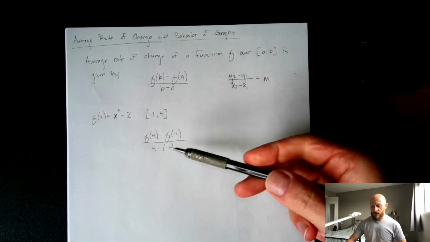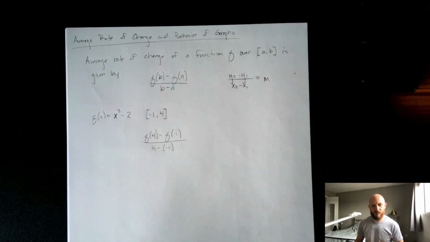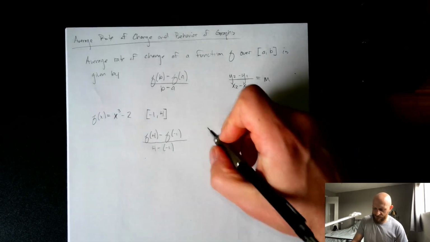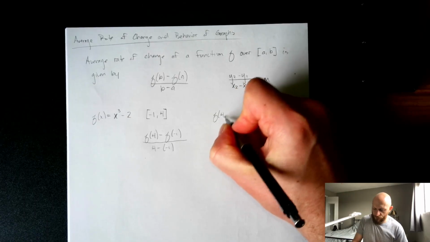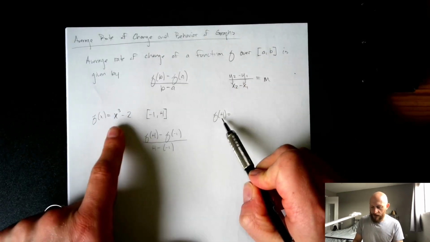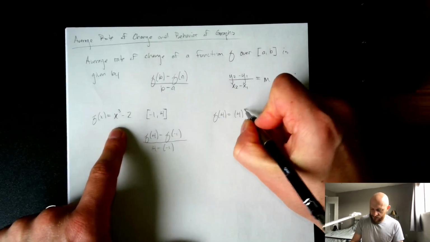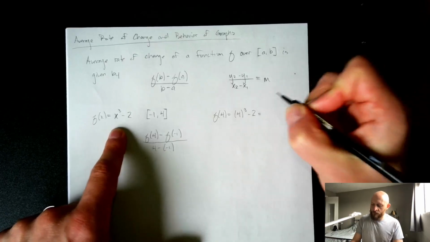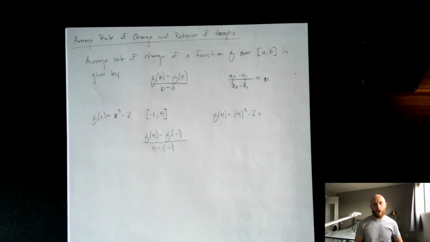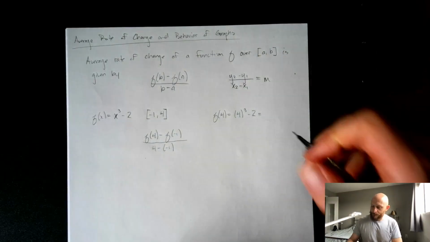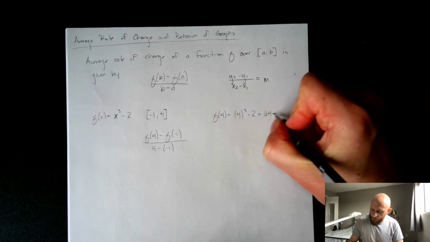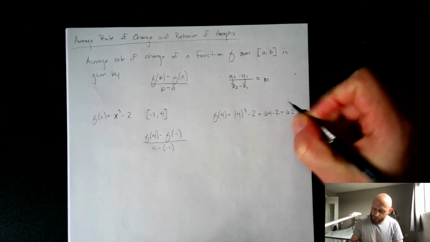All right, well, before we can really crunch this out, we need to know what is f of 4, and we need to know what is f of -1. So let's calculate that. F of 4 means take 4 and plug it in for x. So we need to calculate what is 4 cubed minus 2. Well, 4 squared is 16. 16 times 4 is 64. So 64 minus 2 is 62.